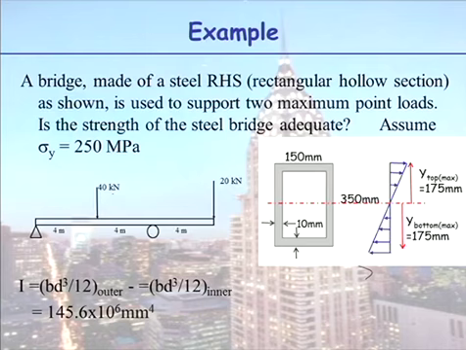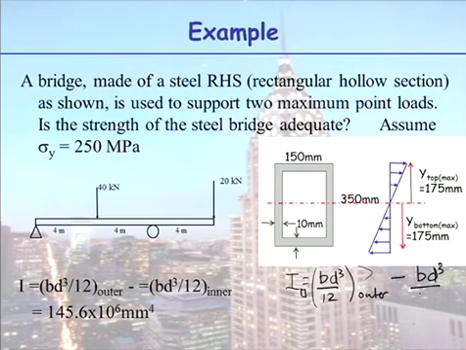But just to note, in calculating I here, I said for a rectangle, a solid rectangle, it's BD cubed on 12. So for a hollow rectangle, you would calculate the outer BD cubed on 12 and take away the inner BD cubed on 12. Just as if I asked you to calculate the area of the section, you would say the outside area, take away the inside area. We calculate I the same way.